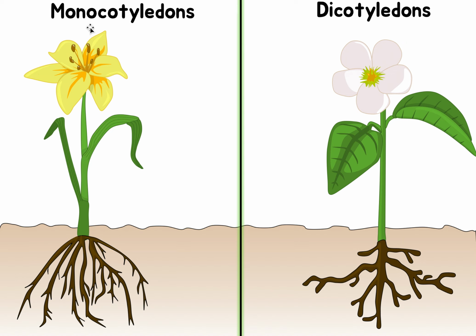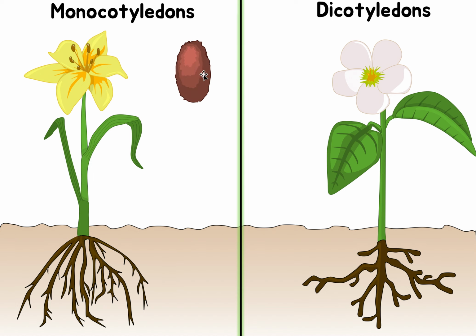Now, first of all, we'll start with the name, because this is the confusing part already. Mono means one, di means two. So we know this one will have two of something and this one will have one of something. Cotyledon is a structure inside the seed. So this one will have one cotyledon, while this one will have two cotyledons. So let's look at the seed.